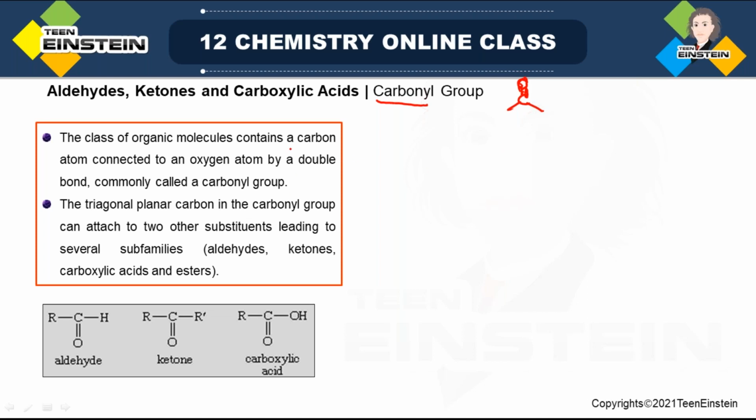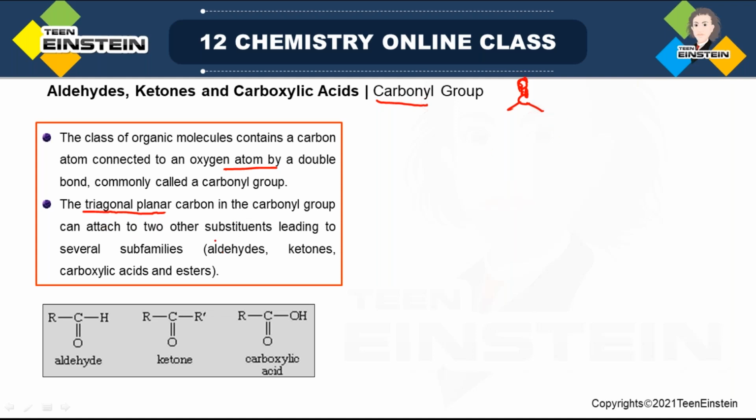The class of organic molecules that contain a carbon atom connected to an oxygen atom by a double bond is known as the carbonyl group. Now the carbon present in this carbonyl group is trigonal planar. That means it remains in a plane. And why is it trigonal? Because that depends on hybridization. We will go into details in the structure slide, when we discuss the structure of the carbonyl group. But it is trigonal planar because of its sp2 hybridization.